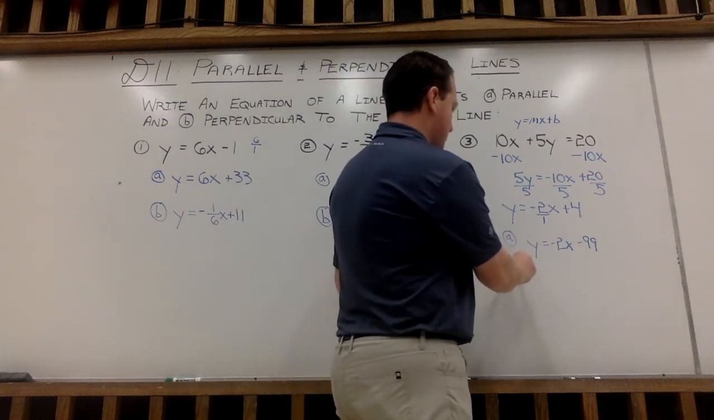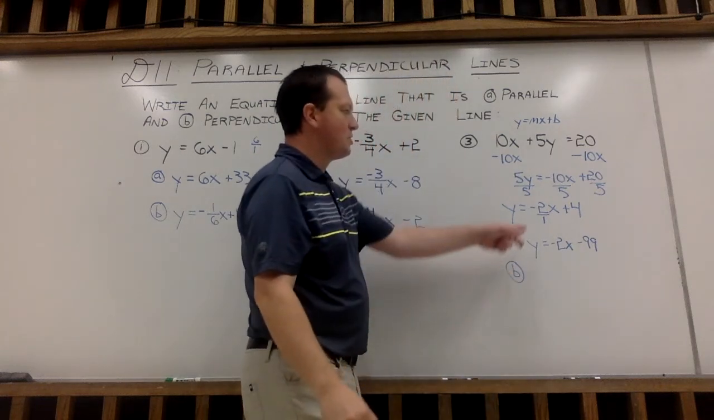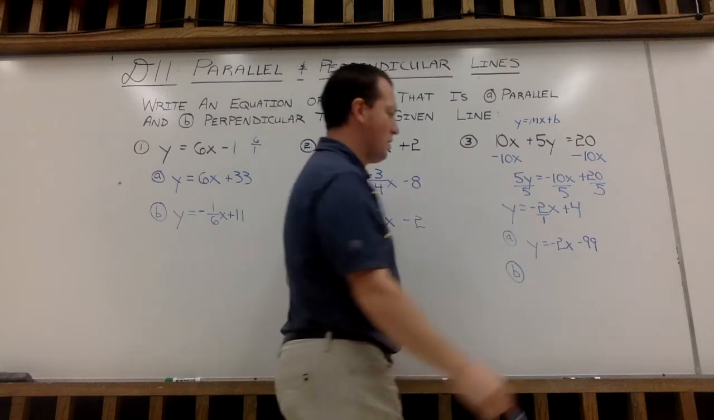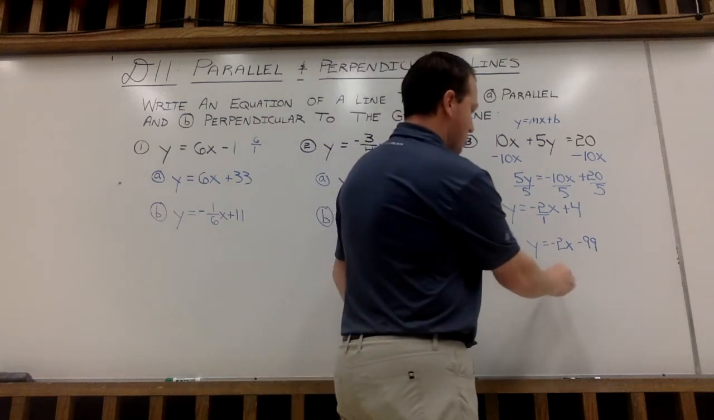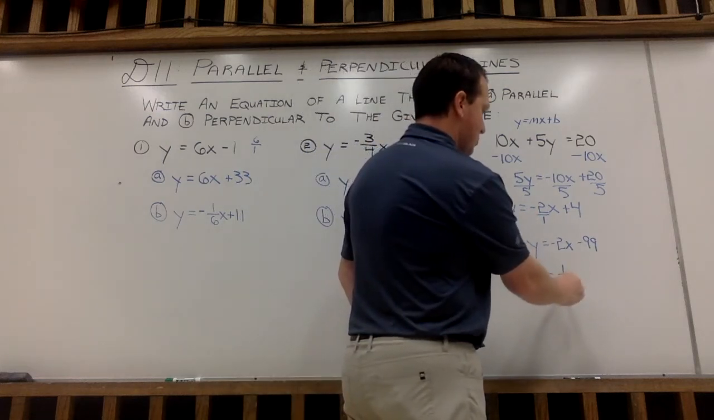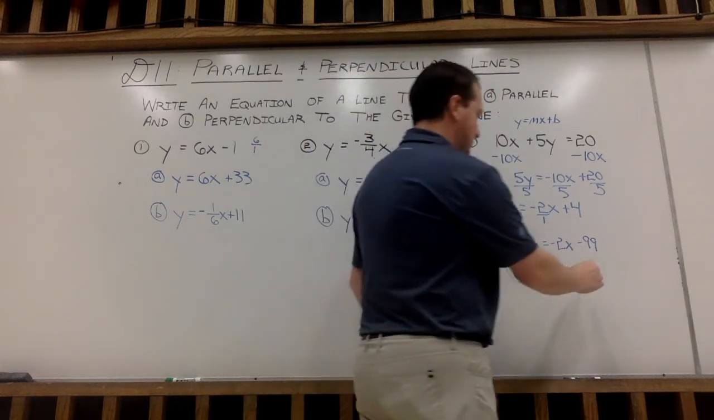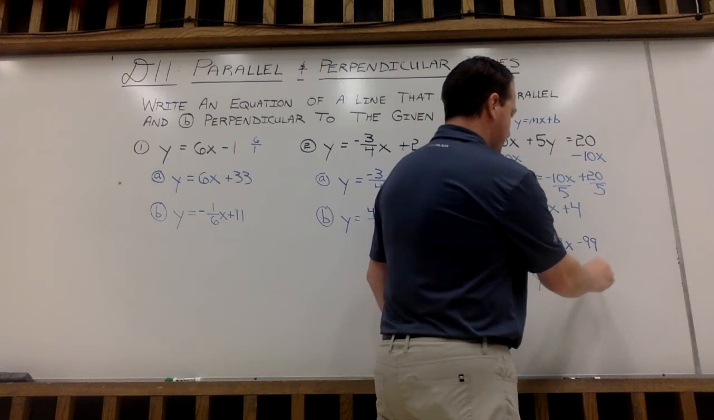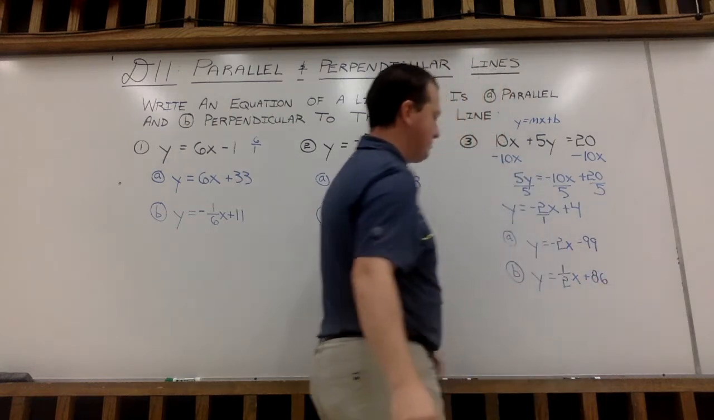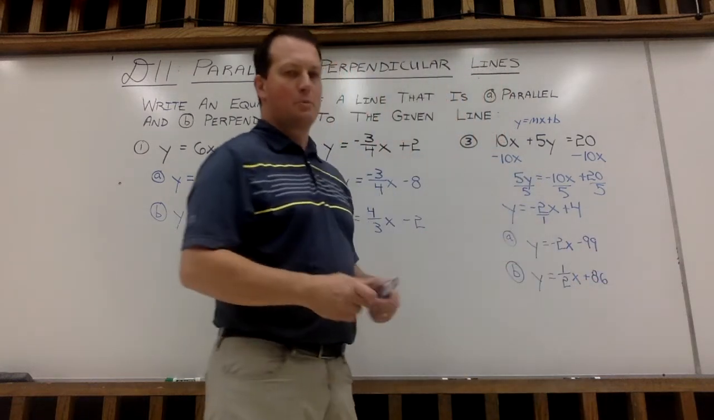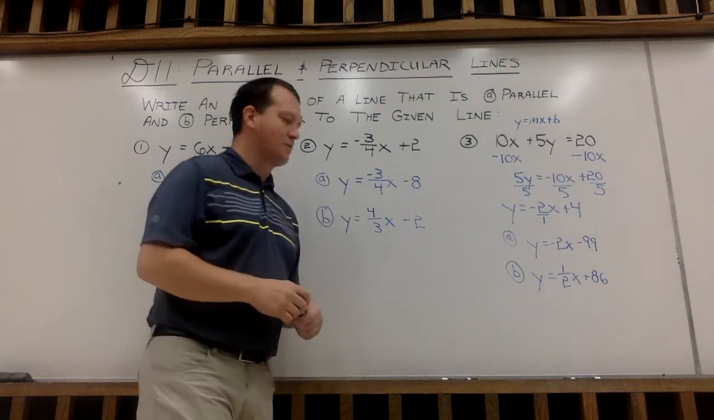B, opposite and reciprocal of negative 2 over 1. That slope is now going to change to positive 1 over 2. And again, pick a b value, plus 86. So all that we need for perpendicular lines are opposite and reciprocal slope.